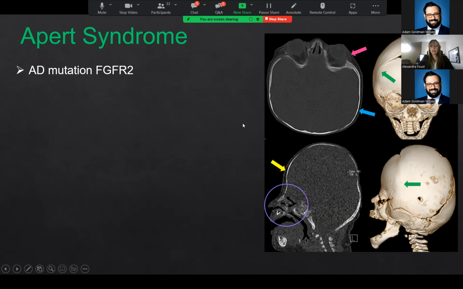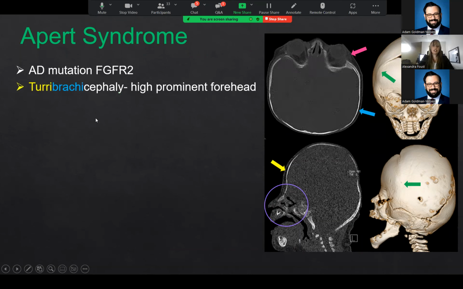Okay. Then we have Apert syndrome. So this is one of our syndromic craniosynostoses caused by an autosomal dominant mutation in FGFR2. There are a lot of these synostoses that have different mutations in FGFR2, and they sort of have features in common and maybe some features that are different.